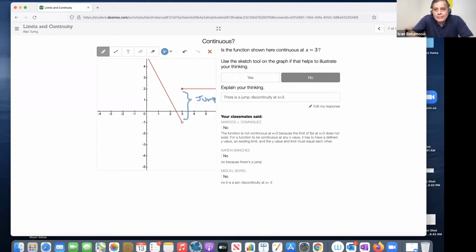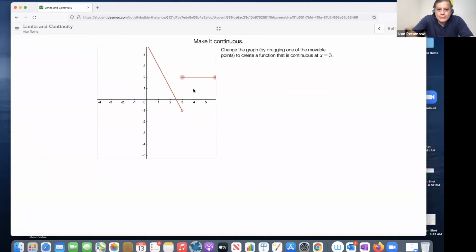All right, now this has to do with this applet. Move this around, play around with this, and create a function that is continuous. This can be moved too. Both can be moved. So create a function that is continuous and post your answer. Yeah, very good.